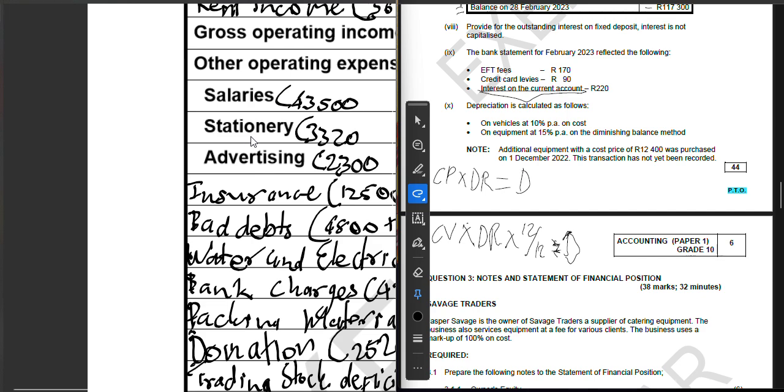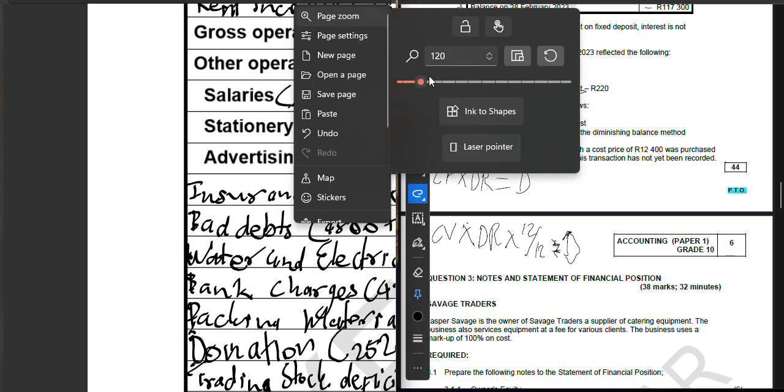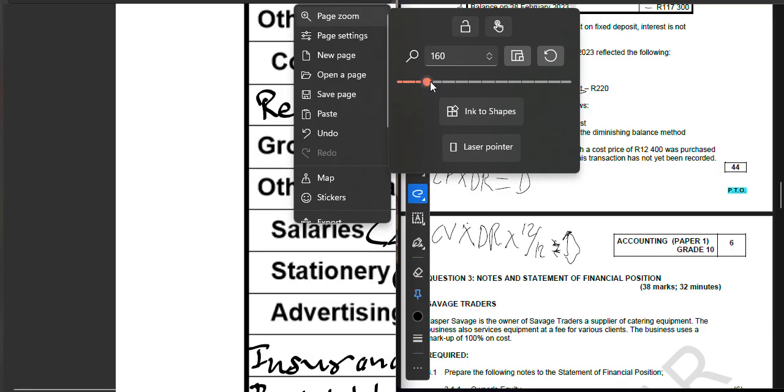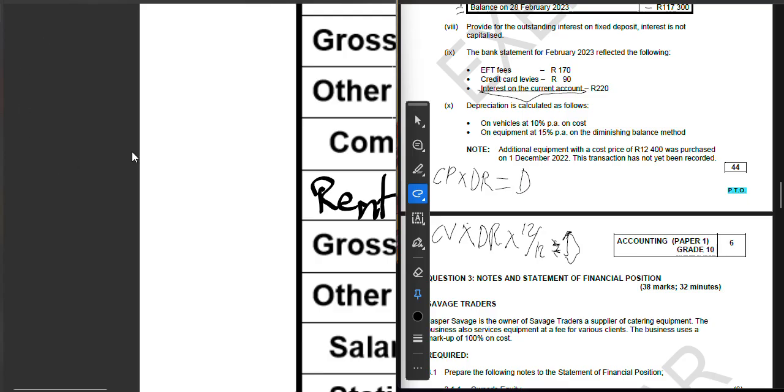So we are going to come this side. I need to increase the screen a little bit so that I can have a little bit more space for my writing. Okay, I'm going to increase the screen a bit, and I'll go back to it soon. Right. So, since the screen is a bit bigger, we're going to look at the depreciation.